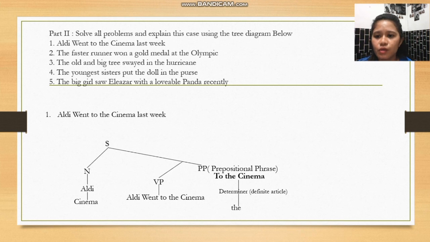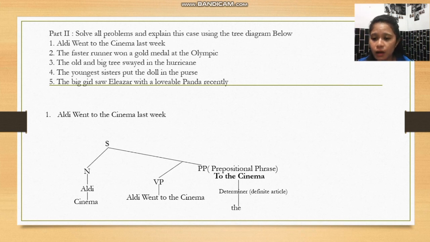Part 2. Solve all problems and explain these cases using the diagram below. 1. Aldi went to the cinema last week. 2. The fastest runner won a gold medal at the Olympics. 3. The old and big tree swayed in the hurricane. 4. The youngest sister put the doll in the purse. 5. The big girl saw Eleazar with a lovable panda recently.